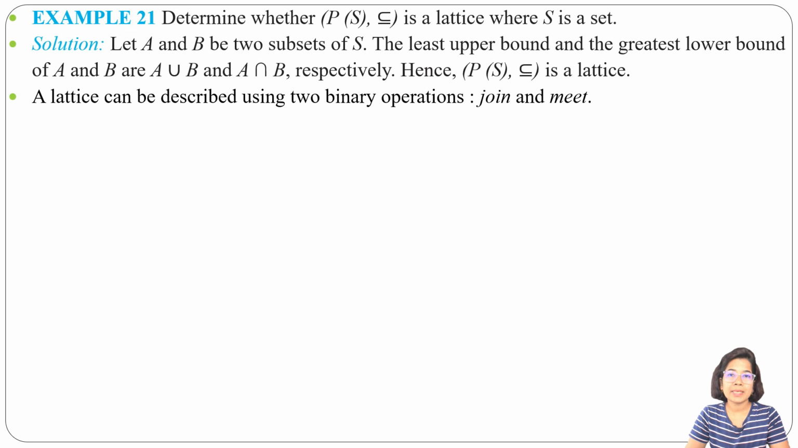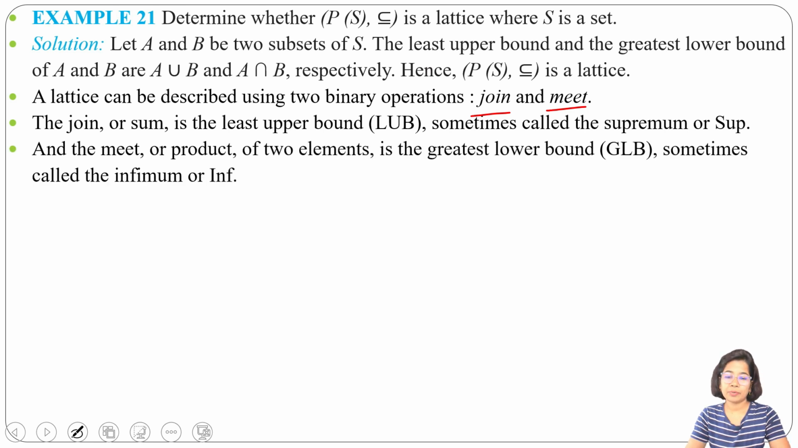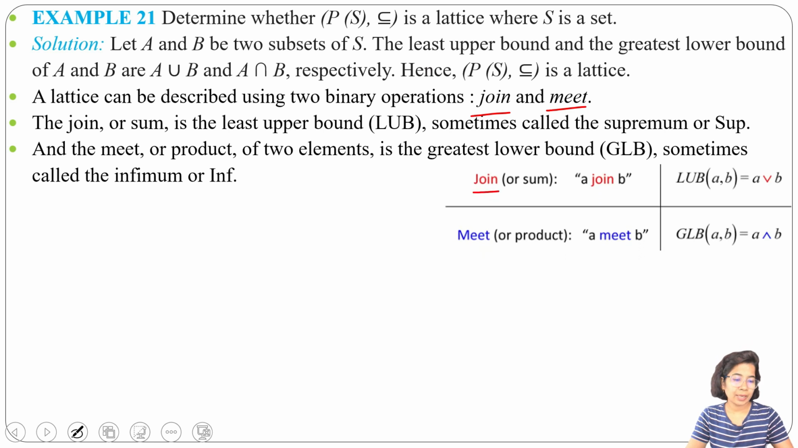So lattice can be described using two binary operations called join and meet. Join and meet are same as least upper bound and greatest lower bound. A join or sum is the least upper bound, sometimes called supremum or sup, and the meet or product of two elements is the greatest lower bound, sometimes called infimum or inf. Now for the symbol for join, we can write the or symbol. For meet, we can write the and symbol.